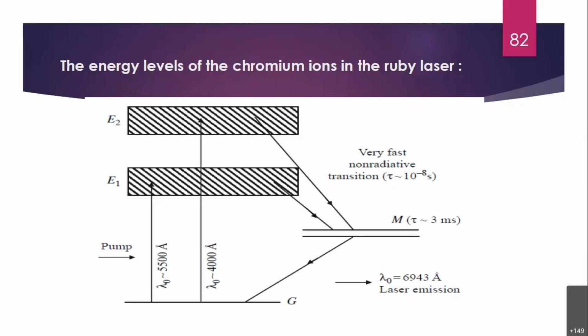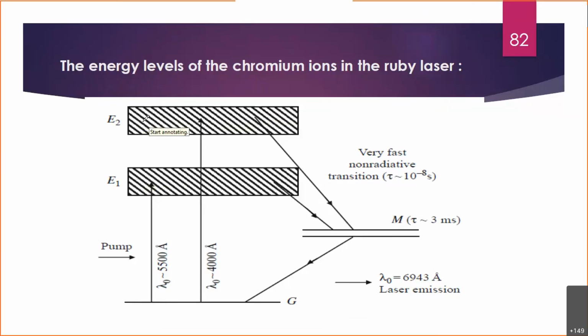Here you can see on the screen, let me annotate it so it may be clear to you. This E1 and E2 are collectively level number 3 only. Again, in the diagram it seems there is some difference between these two, but in general they are very near to each other. Collectively this whole state we are considering as level number 3. And this is your ground state.